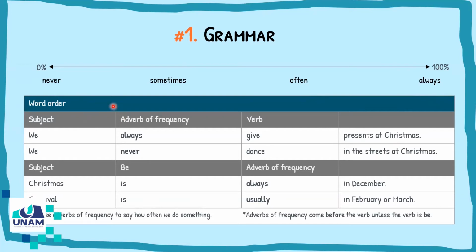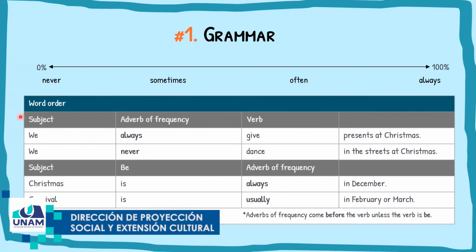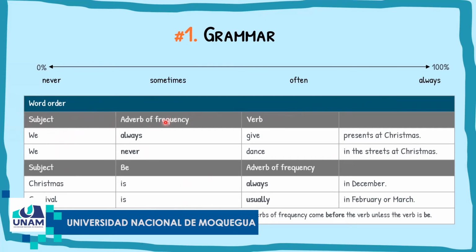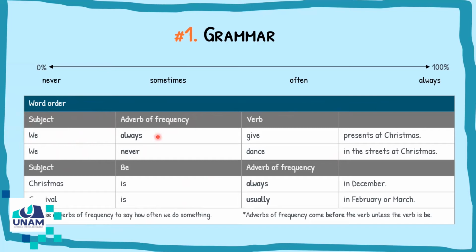And here we have the rules. If we want to make sentences, it's important to follow those rules. First, subject plus adverb of frequency plus verb plus the complement. Here we have the subject, in this case, we; adverb of frequency, always. We always, 100% probability of doing the activity, okay? Verb, give, and the complement, presents at Christmas. We always give presents at Christmas. We always do this activity. It's 100% of doing this activity.